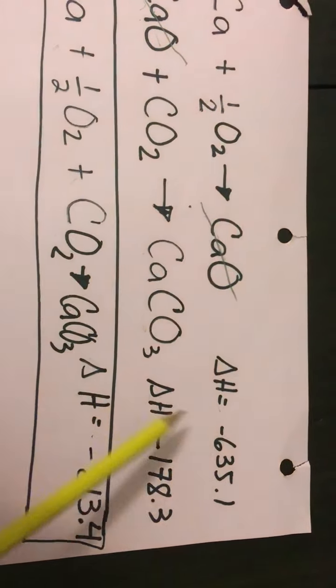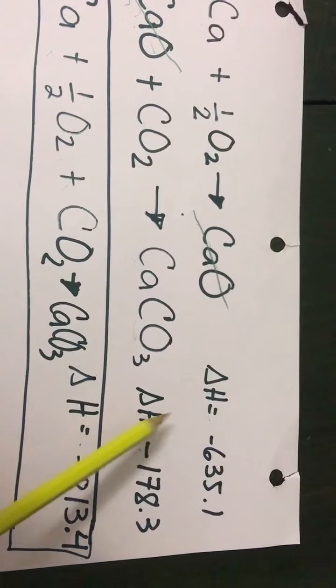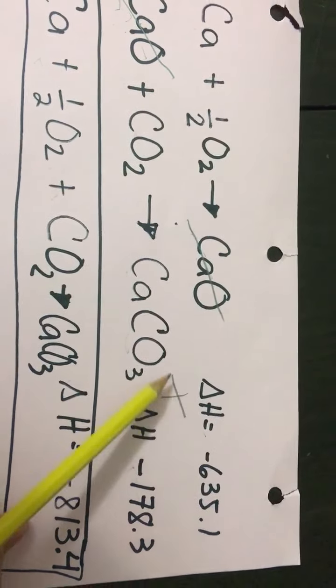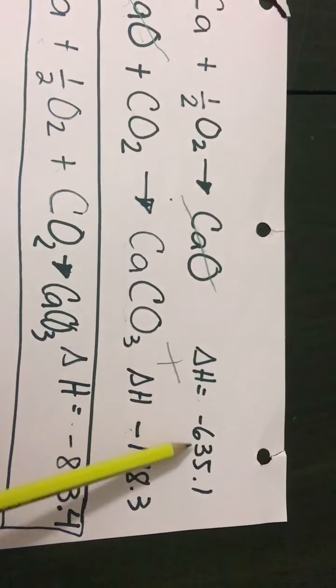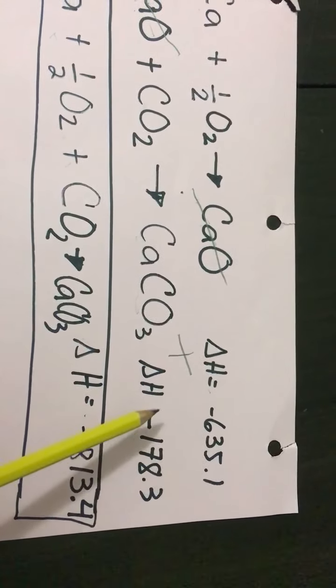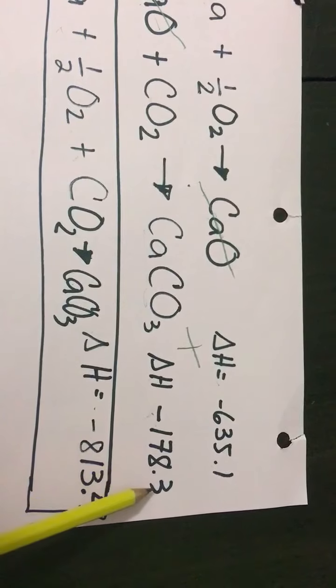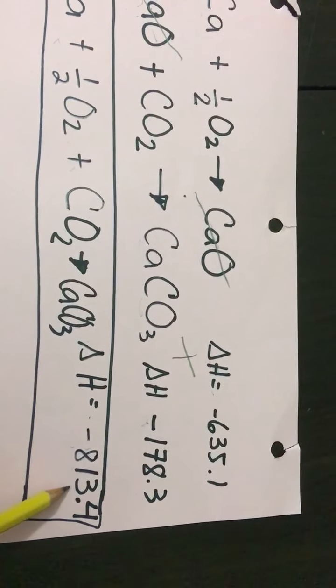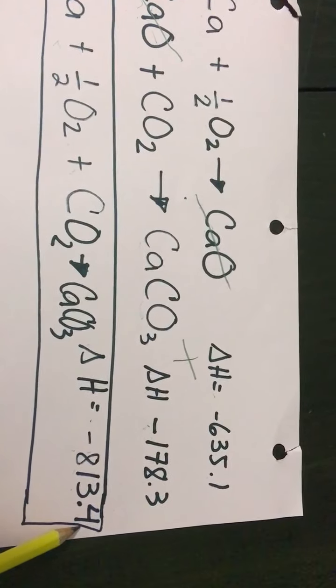And then what do we do with the delta H's that we have here? We just simply add. So this one, we just simply add the two delta H's. So negative 635.1 plus negative 178.3, that would be equal to negative 813.4 kilojoules.